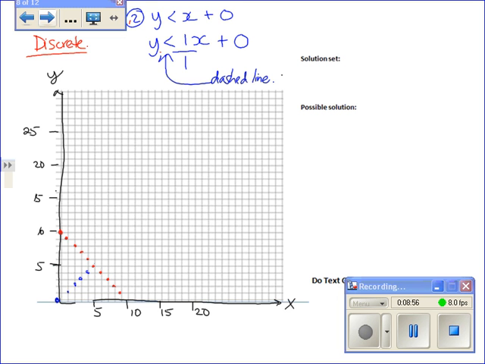Okay. Right here, they're going to intersect. I'm going to use an open circle. Okay, up 1 over 1.